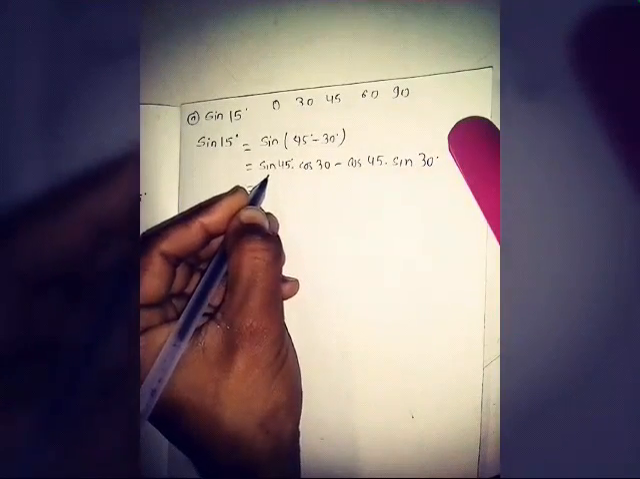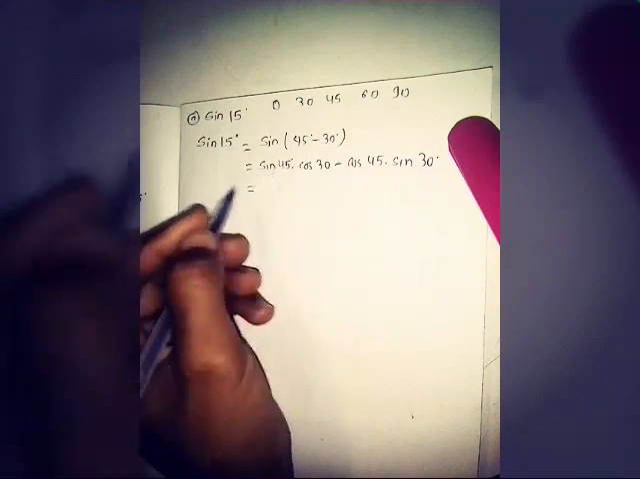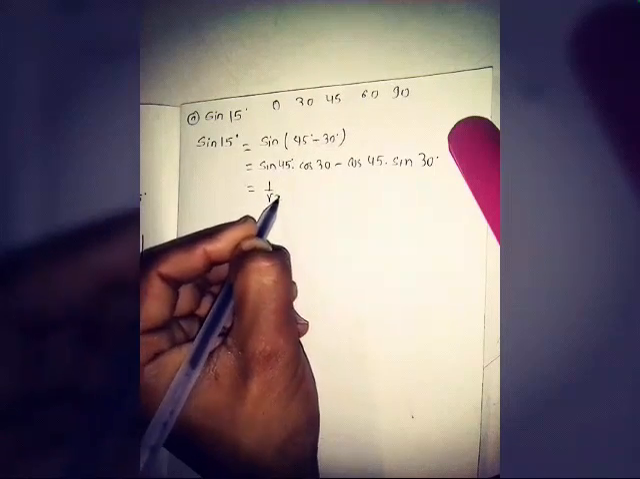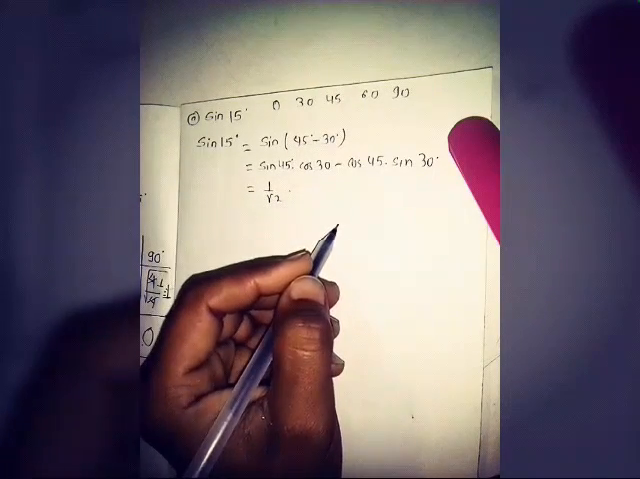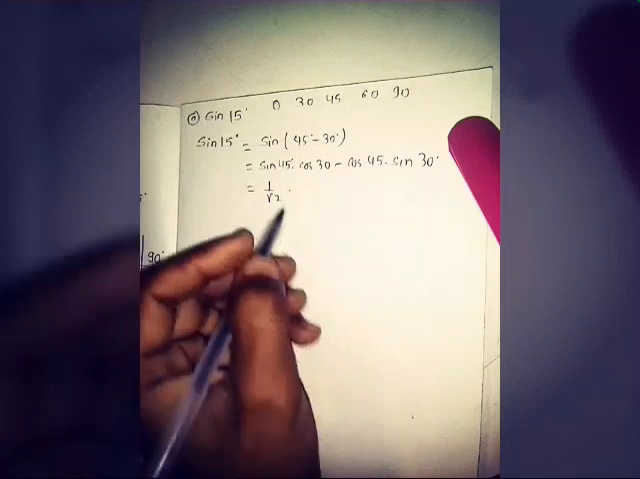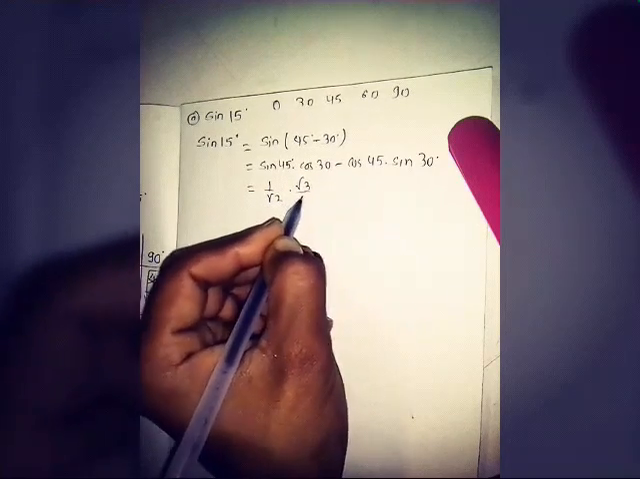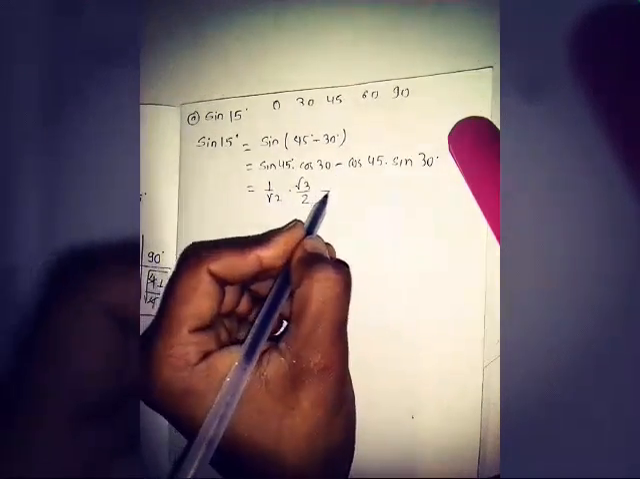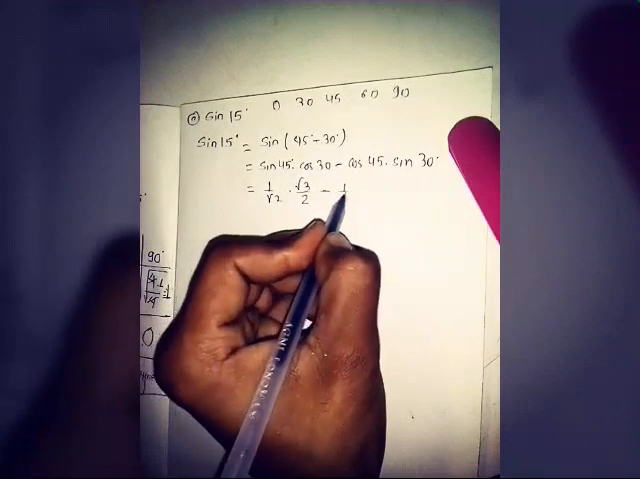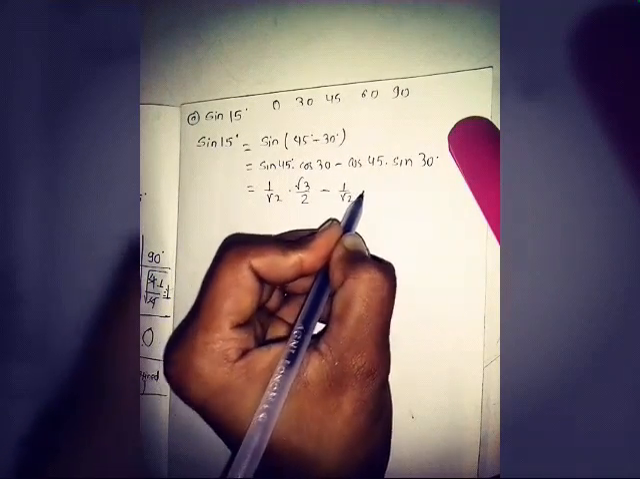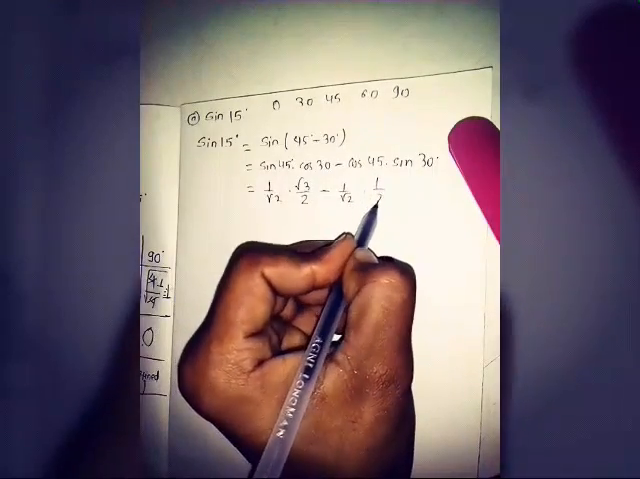Now we have the value of sine 45. We know sine 45 is 1 by root 2. Cos 30 degrees is root 3 divided by 2. Now there is a minus, cos 45, that is 1 by root 2. Sin 30 is 1 by 2.